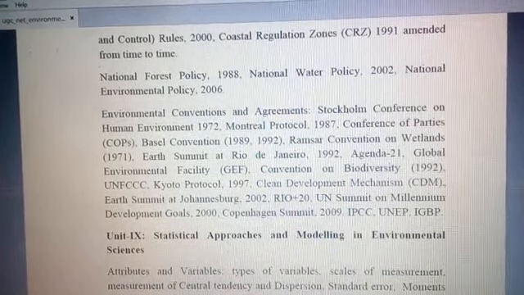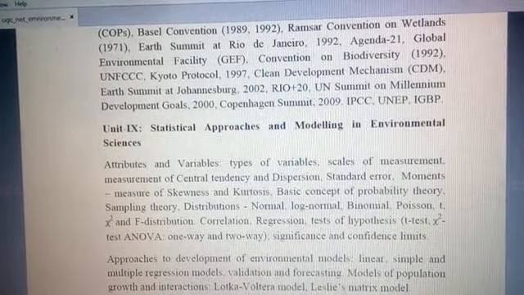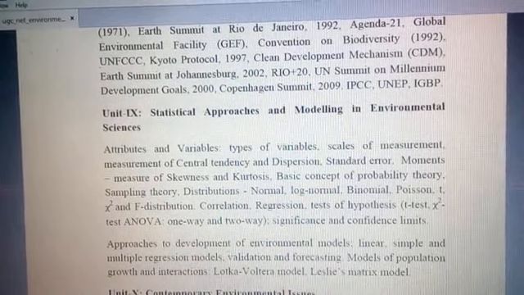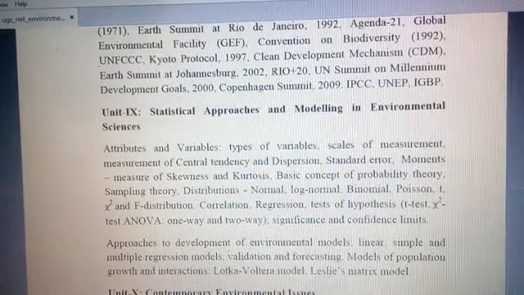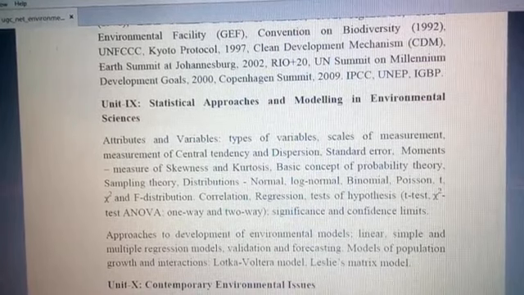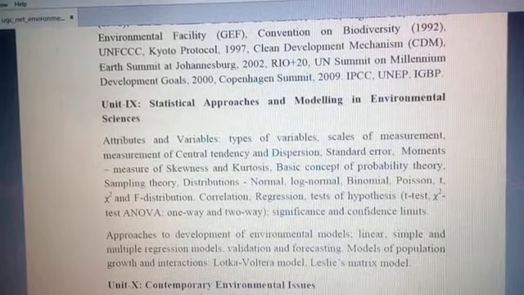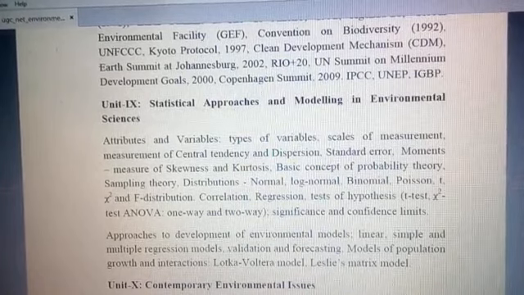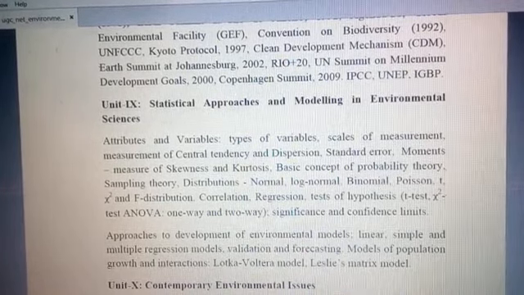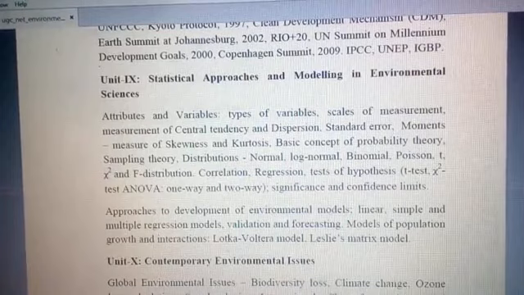Unit 9 contains the statistical approach to modeling in environmental sciences: attributes and variables, types of variables, scales of measurement, measures of central tendency and dispersion, standard error, moments, measures of skewness and kurtosis, basic concepts of probability theory, sampling theory, distributions: normal, log normal, binomial, Poisson, chi-square and Bayes distribution, correlation, regression, tests of hypothesis, t-test, chi-square test, one-way and two-way, significance and confidence limits.